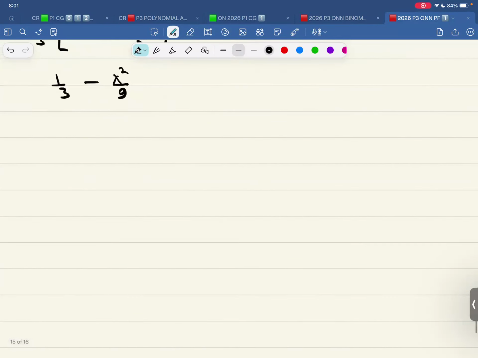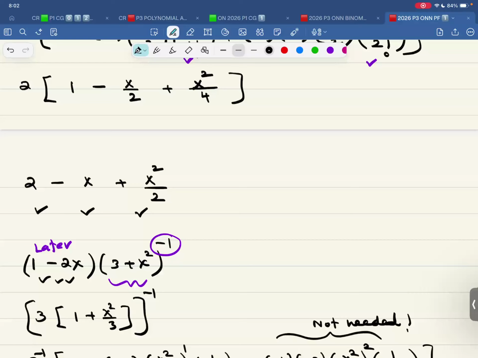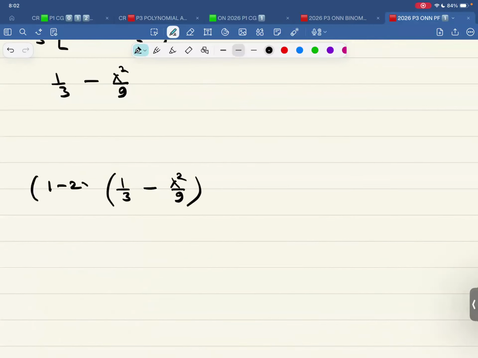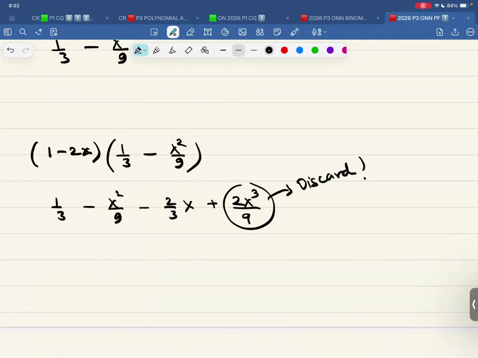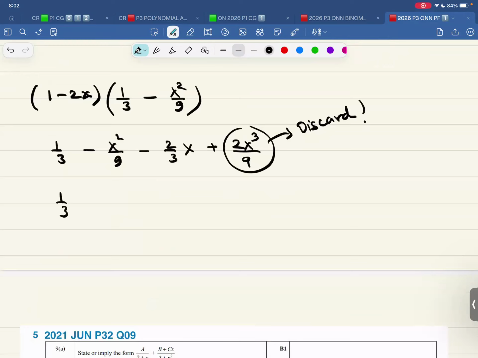2 minus x plus x squared over 2. Actually, you have to multiply it out with 1/3 minus x squared over 9. Don't forget to multiply with this 1 minus 2x. So now 1 into 1/3 is 1/3. This is minus x squared over 9, minus 2x into 1/3 is minus 2/3 x. And this is positive 2x cubed over 9. Again, discard, because I don't need the cubic term. So far, so good. This is 1/3 minus 2/3 x minus x squared over 9.